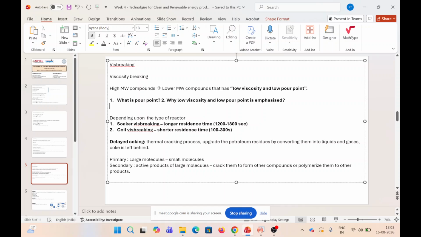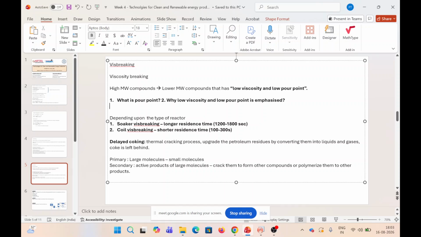So this visbreaking, depending upon the type of reactor that you have, is classified as soaker visbreaking and coil visbreaking. Soaker visbreaking usually operates at a low temperature and high residence time. Coil visbreaking operates at a shorter residence time. So in this visbreaking process, you have two different types of conversions. The first one is the minor conversion and the second one is the major conversion.